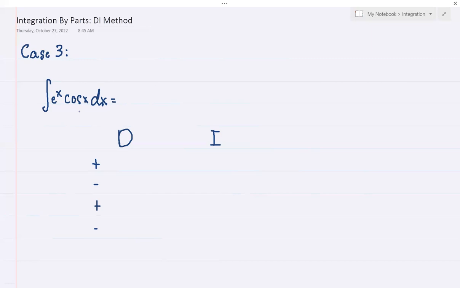Pick which one you would like to integrate and which one you would like to differentiate. For me, I'm going to simply differentiate cosine x here, and I will integrate e raised to x. So I will have cosine x and e raised to x. Remember, again, it's up to you whether you like to put e raised to x in your D or cosine x in your I. It's up to you. There is no problem. Okay?